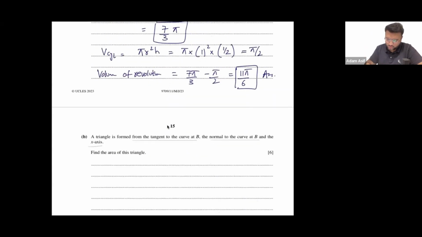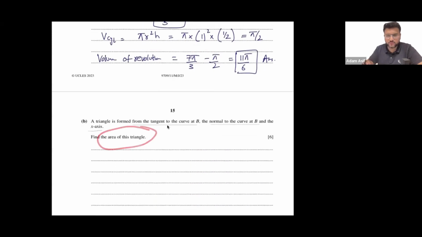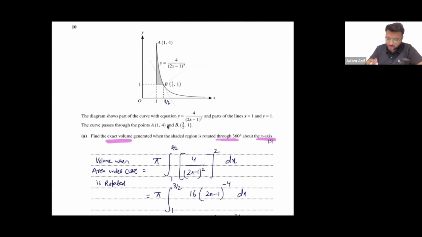Now, we need to find the area of the triangle. The area of the triangle is going to be half times base times height. For the base, I'll be needing these 2 points so that I can calculate this distance. This is the intersection point of the normal line with the x-axis. This is the intersection point of the tangent line with the x-axis. And we already know this point, so I know the height of the triangle. But I'll be needing these 2 points to calculate the base of the triangle. So for that, I'll be needing the equations of the tangent and the equation of the normal.